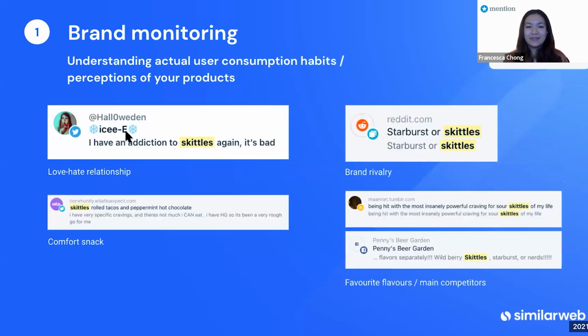So we're going back to Skittles. We're using this example. Skittles is a big brand. Many people know about Skittles, so there is a lot of data out there for social listening. First of all, social listening can help you to understand actual user consumption habits and how people really perceive your products or services. So you may discover some new use cases or relationships with your product that you weren't aware of before. Here are a few examples that we identified by doing the social listening analysis of Skittles.